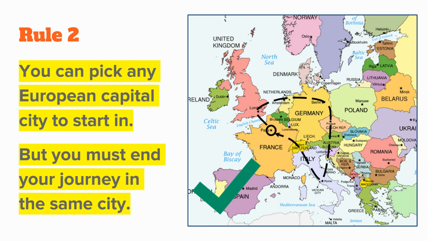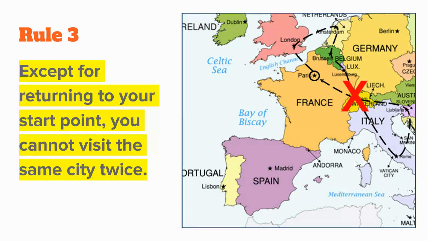Rule 2. You can pick any European capital city to start in, but you must end your journey in the same city. So if you start in Paris, you can go around lots of other capital cities, but you must end your journey in Paris too. And except for returning to your start point, you cannot visit the same city twice.